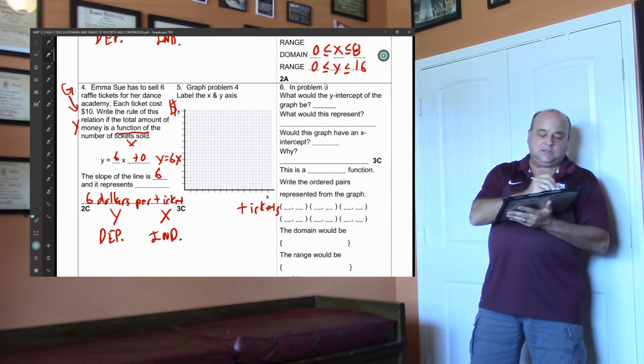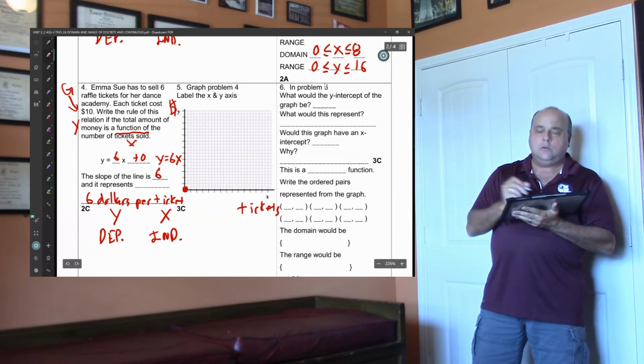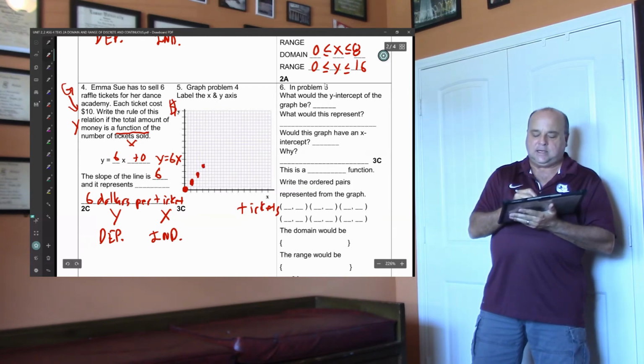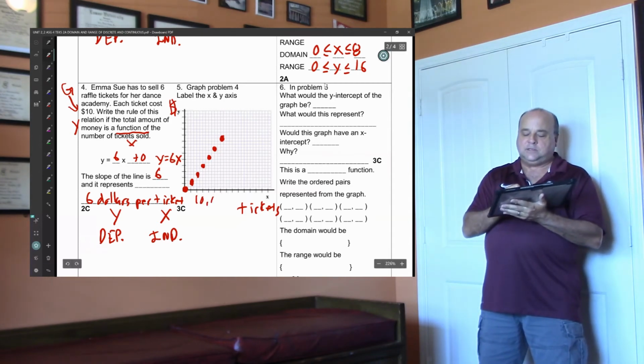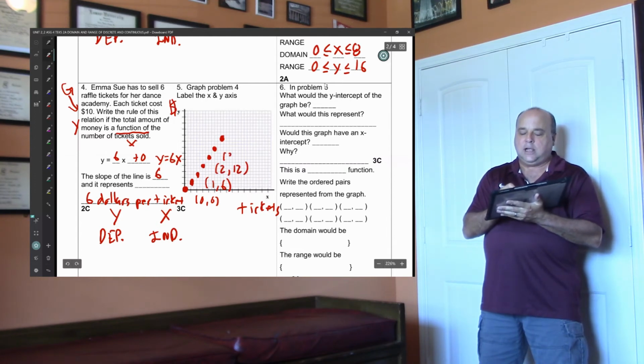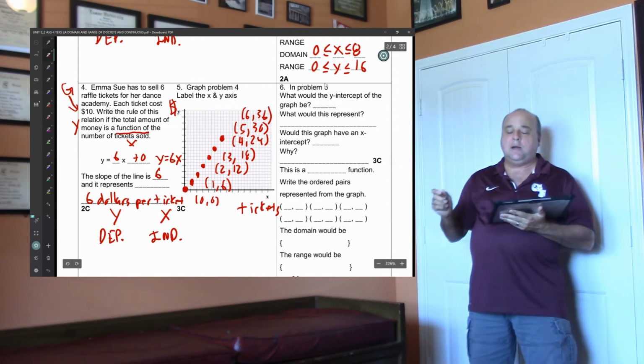Now then, let's graph this. We're going to start off at 0, 0, and then 1 ticket would be $6, and I'm just going to put a dot. 2 tickets would be 12, 3 tickets would be 18, 4 would be 24, 5 would be 30, and 6, 36, right? So the ordered pairs are 0, 0, 1, 6, 2, 12, 3, 18, 4, 24, 5, 30, and 6, 36. Those would be my ordered pairs, right?